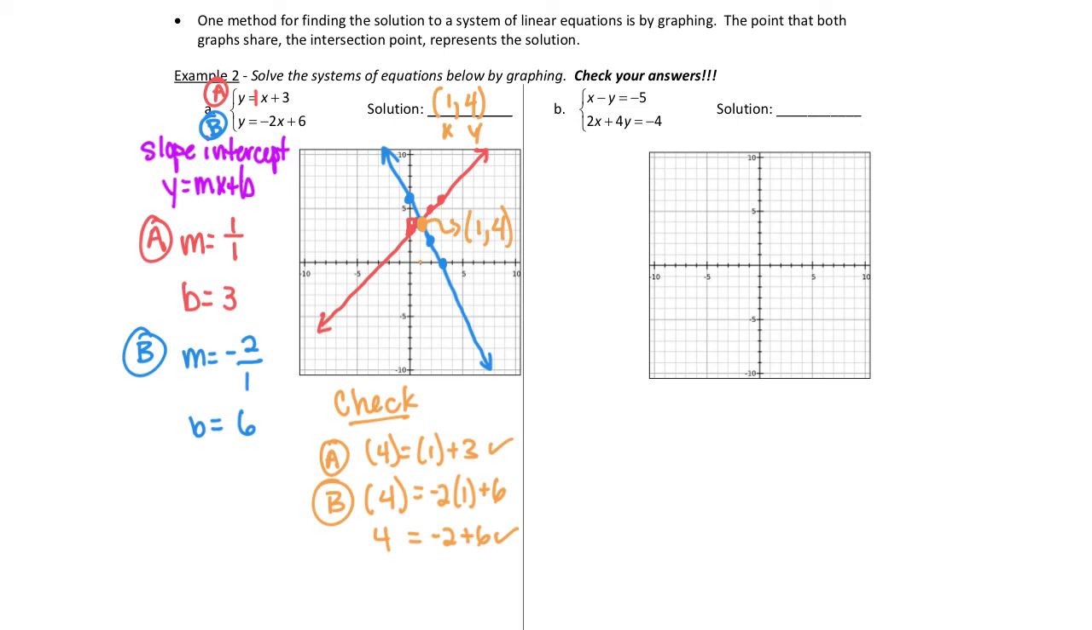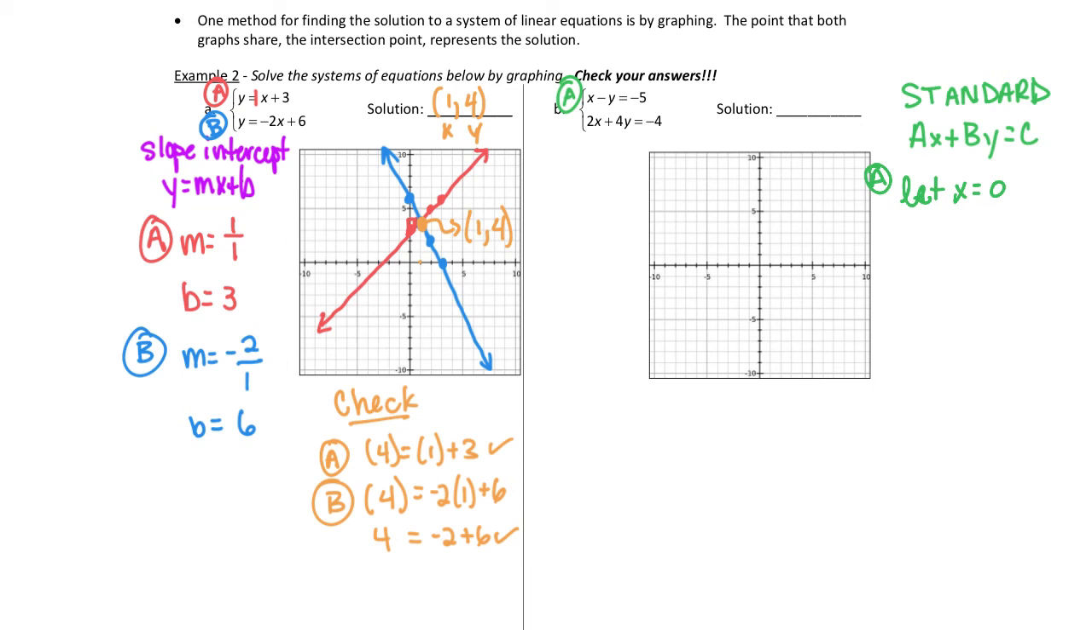Example B is in standard form, which, if you remember, is the ax plus by equals c. The best way to graph when you're in standard form is to first let your x equal 0. So we're going to do this for equation A.